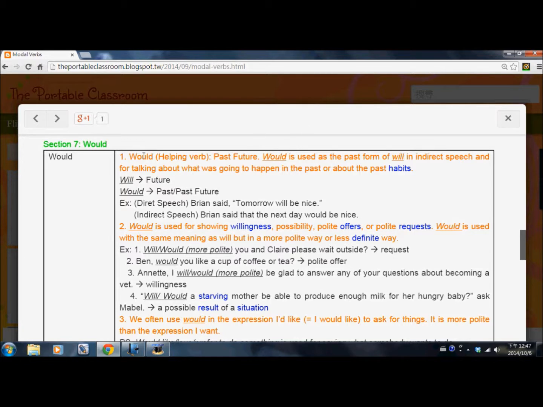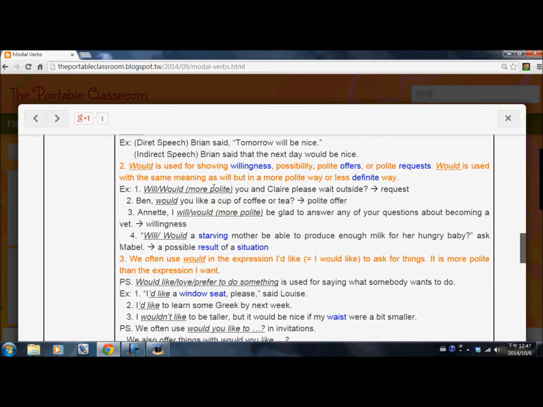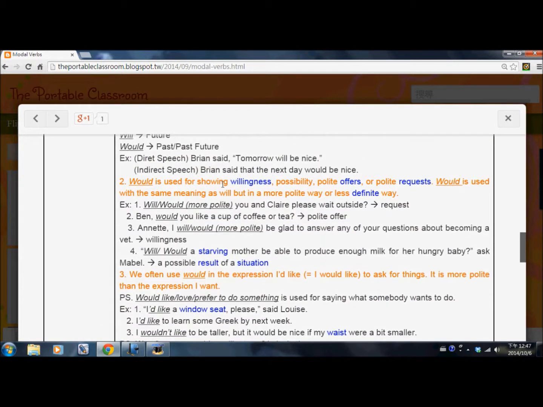Number one, we know that we can use would as the past tense of will to talk about what was going to happen in the past or about past habits. Number two, we can use would for showing willingness, possibility, polite offers, or polite requests. Would is used with the same meaning as will, so they are almost the same, but in a more polite way or less definite way.